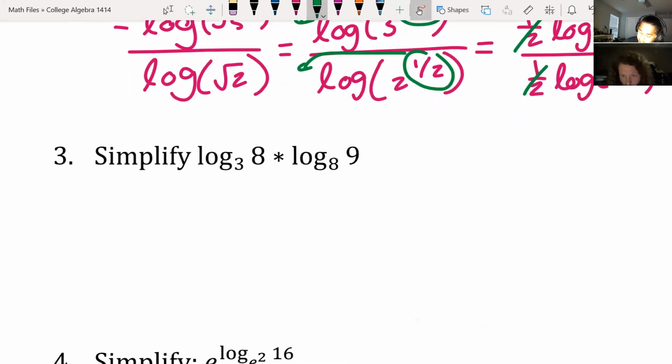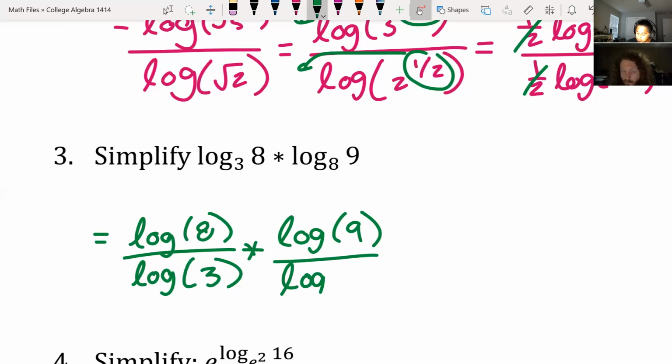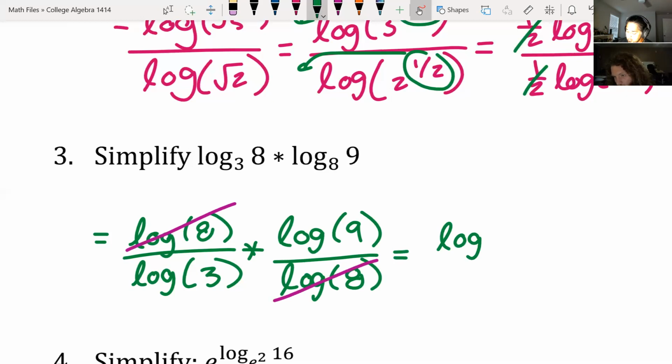So log base 3 of 8 will become log of 8 over log of 3, times log base 8 of 9 becomes log of 9 over log of 8, where your log of 8s will cancel. And now we are left with log of 9 over log of 3.